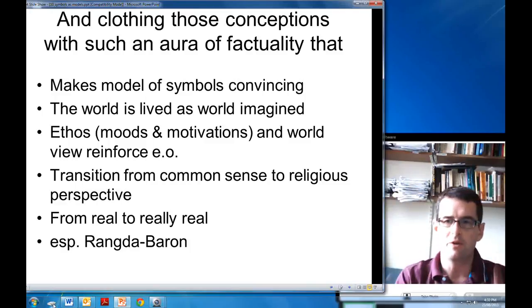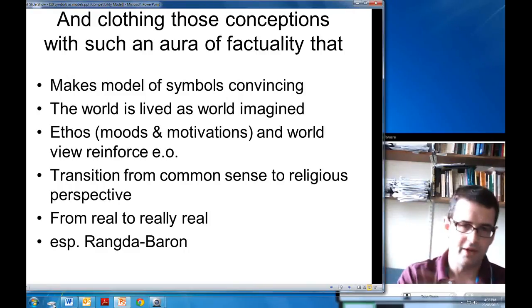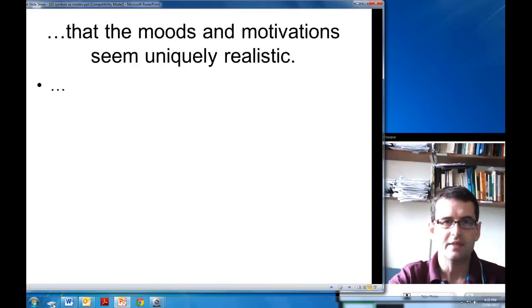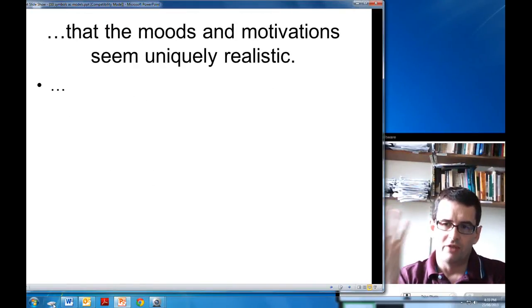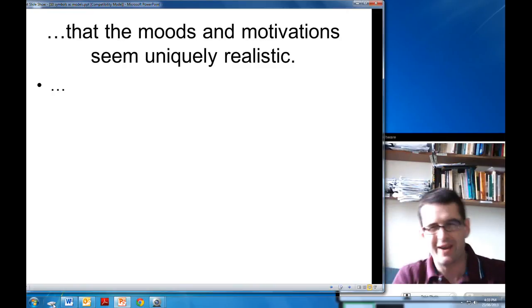So you go from what is real, my brother died, to what is really real, what lies behind the appearances of that death, God's will, witchcraft, whatever it might be. And it makes moods and motivations of life seem uniquely realistic. So Christmas, if you're into Christmas, it appears you feel really unique and really, if it's working for you, happy.